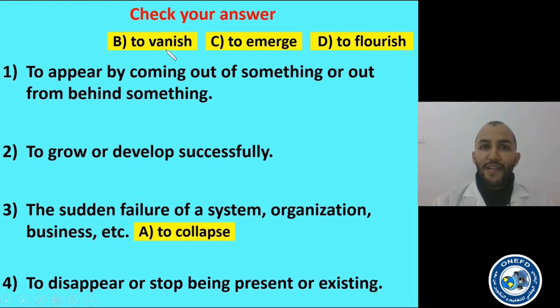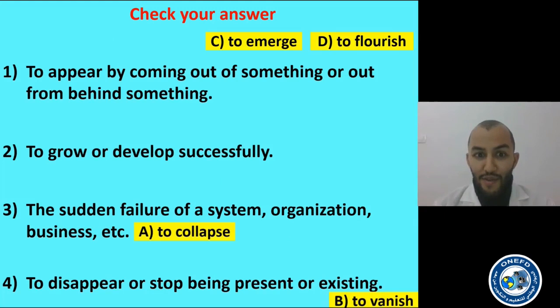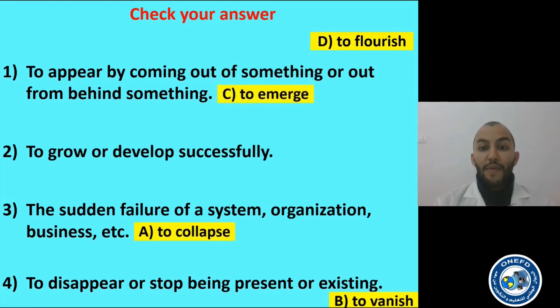To vanish. Remember, vanish is nothing. It disappears. Okay. So to vanish is to disappear or stop being present or existing. Number three, to emerge. To emerge is like to appear. Okay, to appear. So emerge is, yeah, to appear by coming out of something or out from behind something.